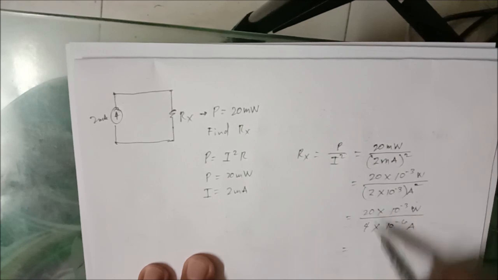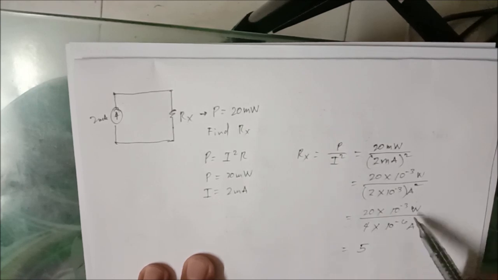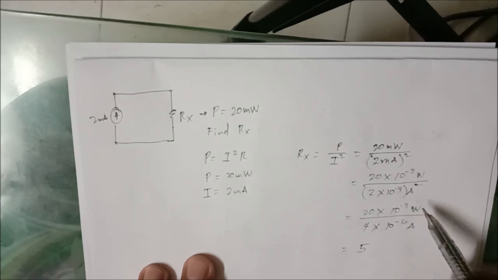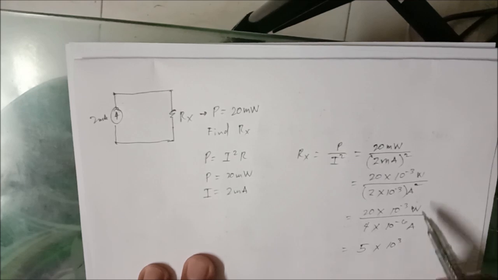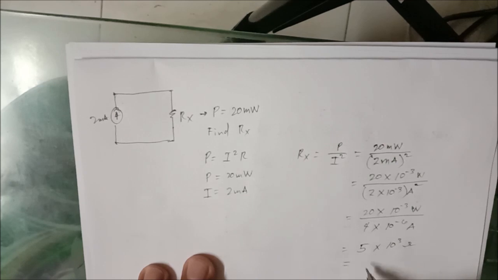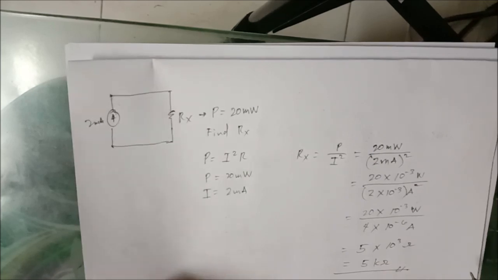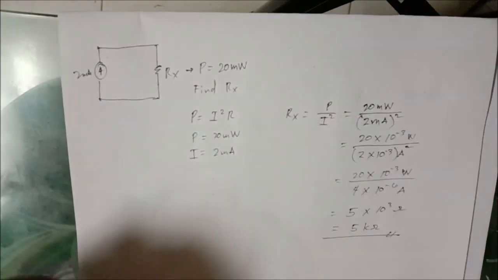So, this is equivalent, 20 divided by 4 is 5. 10 raised to negative 3 over 10 raised to negative 6 magiging times 10 raised to 3. So, ang magiging unit niya ay ohms. So, this is equivalent to 5 kilo ohms. Answer. Okay. So, nakadalawang problem na tayo. Next.